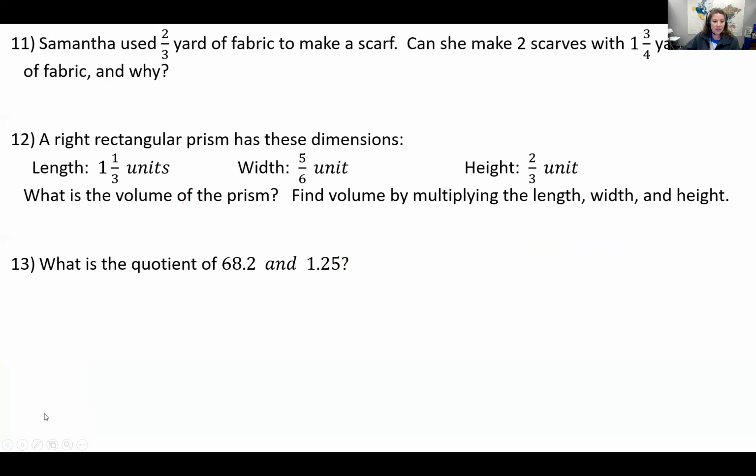All right, number 13, what is the quotient of? That means we're dividing. And make sure you write the division problem in the same order. So basically this is asking what is 68.2 divided by 1.25. So of course we always remember that first number goes in the box. 1.25. We cannot divide until this number outside the divisor is a whole number. 1, 2. So we're going to move the inside one over 2. 1, 2. So we're really saying what is 125 into 6,820.